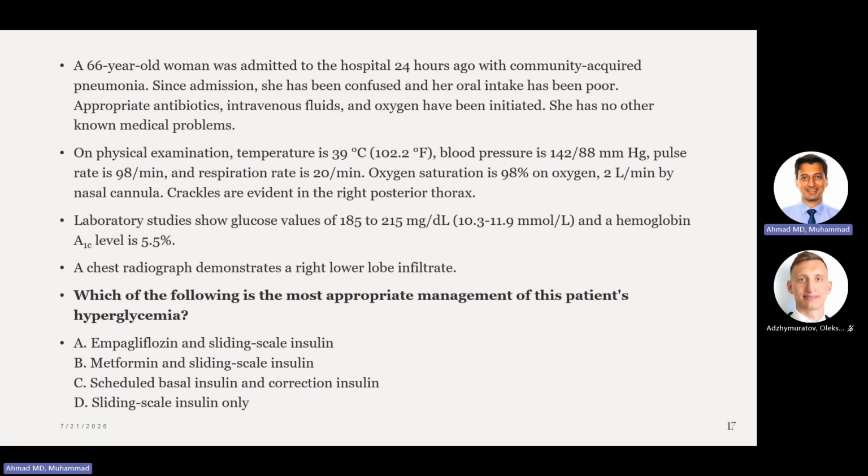On physical examination, temperature is 39. Blood pressure is 142/88. Pulse rate is 98. Respiratory rate is 20. Oxygen saturation is 90% on 2 liters of oxygen. Crackles are evident in the right posterior thorax. Laboratory studies show glucose values of 185 to 250 and a hemoglobin A1C level of 5.5%. Chest radiograph demonstrates a right lower lobe infiltrate. Which of the following is the most appropriate management of this patient's hyperglycemia?